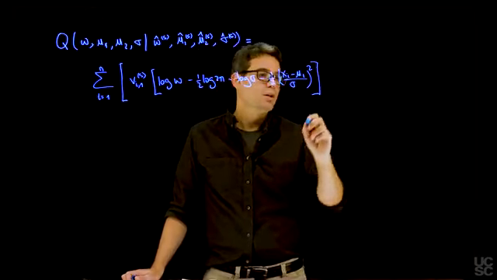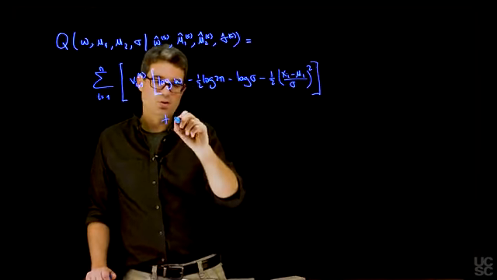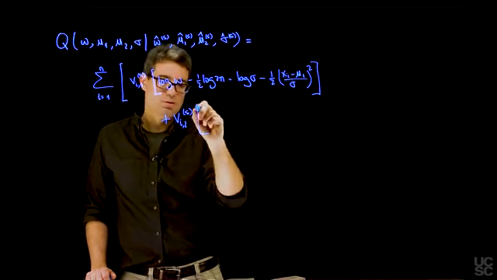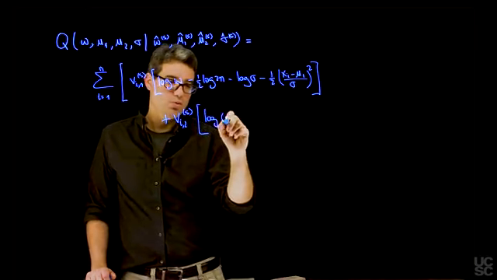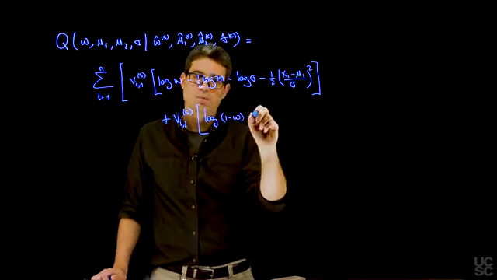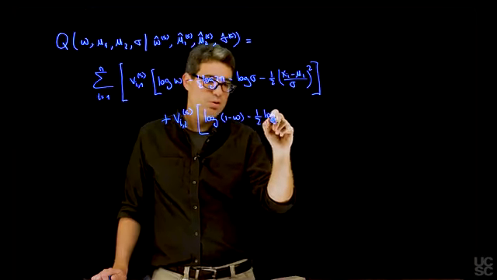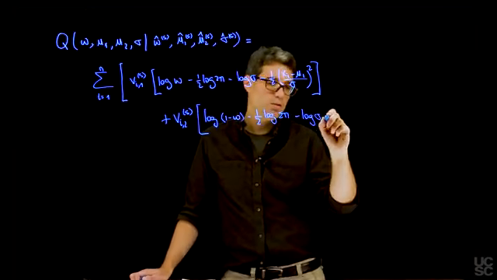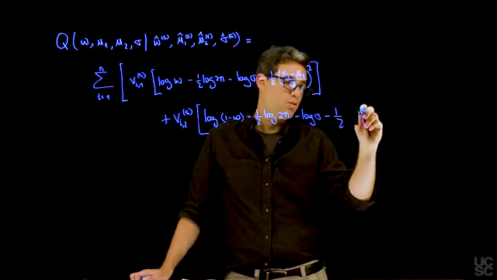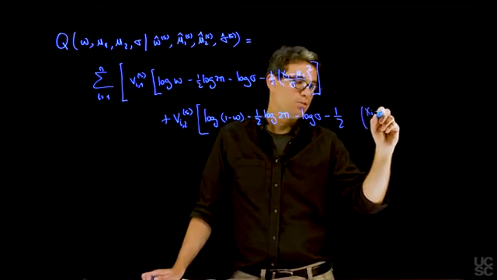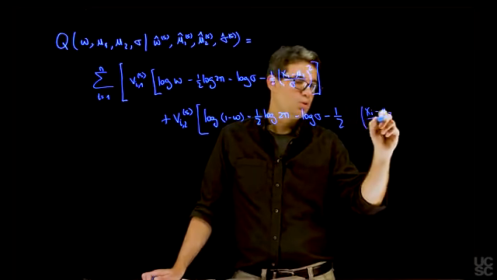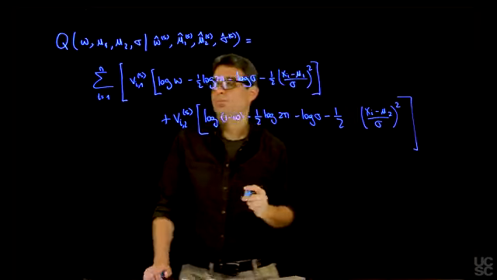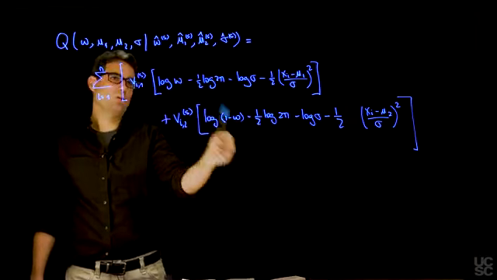That's the first piece. And the second piece comes from the second component, so it has bi2 of s times log of 1 minus omega minus 1/2 log 2 pi minus log of sigma minus 1/2 of (xi minus mu2) squared divided by sigma squared. So this is the function that we need to optimize.